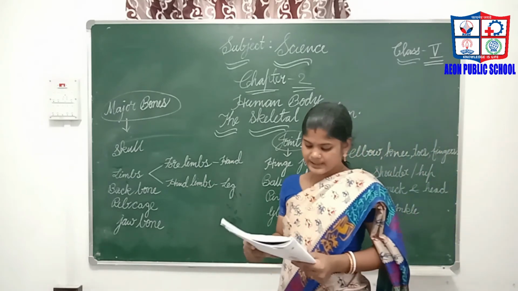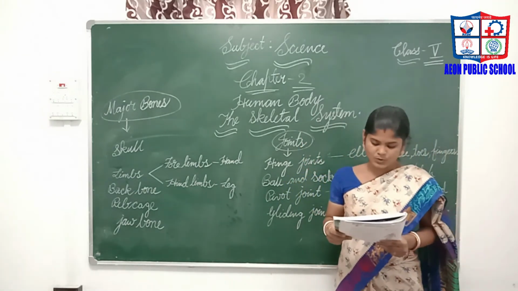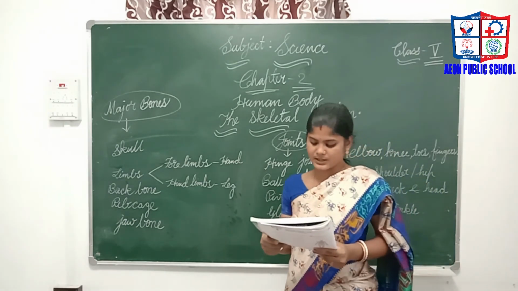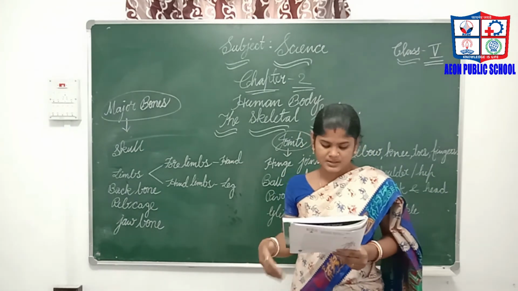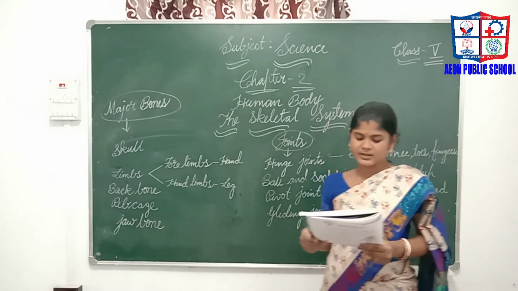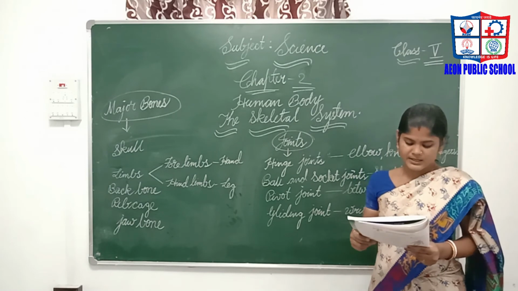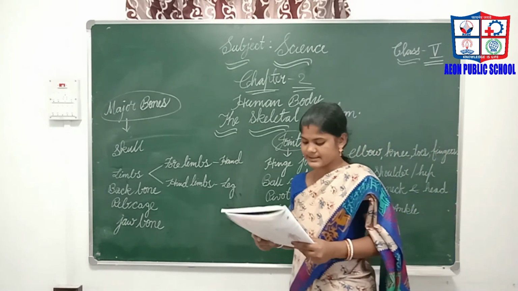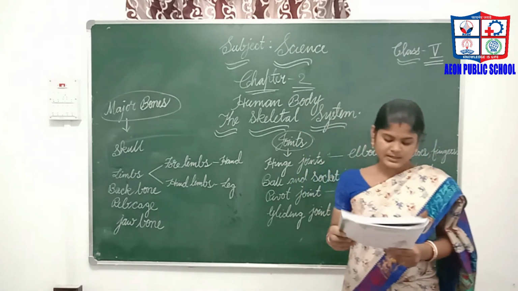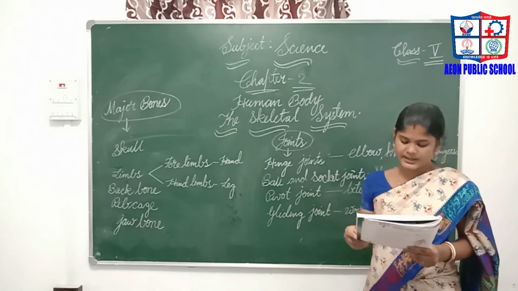The lower leg has 2 long parallel bones called tibia and fibula. So in the lower part of the leg we have 2 bones. What are they? Tibia and fibula. Femur is joined to tibia and fibula at the knees.